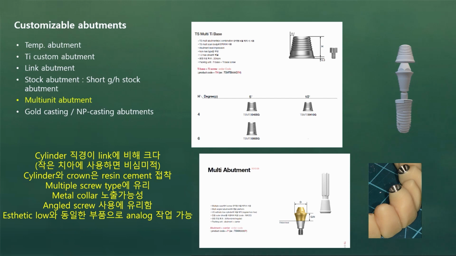And this abutment has the same part as the aesthetic row, so impression coping or using analog processing, not digital, in other words, is possible. And the customizable abutment, gold casting abutment that used to be popular, or MP casting also exists, but it has become less popular these days, so I will skip these parts.